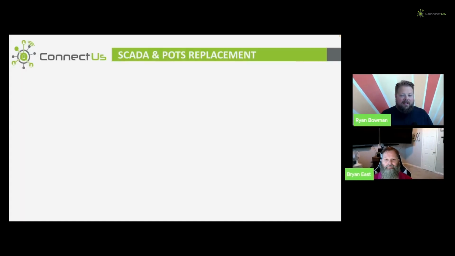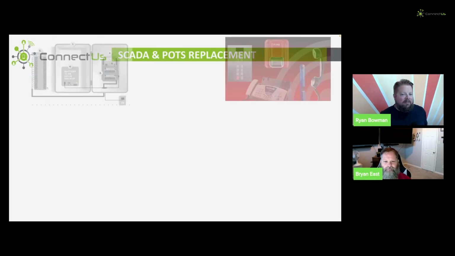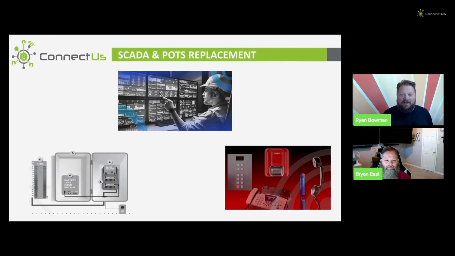So here we go. SCADA and POTS replacement. Let's talk a little bit about what those solutions are. Up top, that's a huge screen there with the guy in the hard hat. That's a whole lot going on. There's a couple of different solutions out there when we talk about SCADA systems. They are very complex systems, and they run every day in our world, whether you know it or not. One of the more common SCADA solutions I'm familiar with, from supporting the government over my years at Verizon, was local government water authorities.